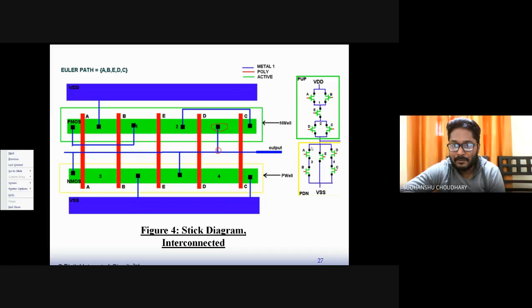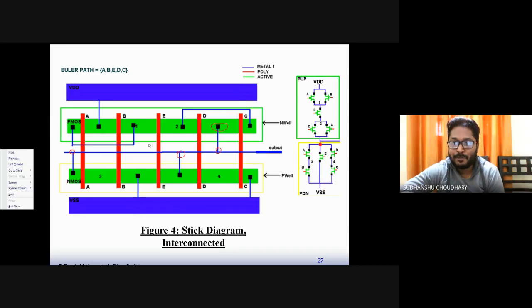Similarly, NMOS, A, D, E, all are connected to output, right? So D and E are sharing a common region over here, and A we take from this point. So NMOS A, D, E are connected to output. So this connection is established.